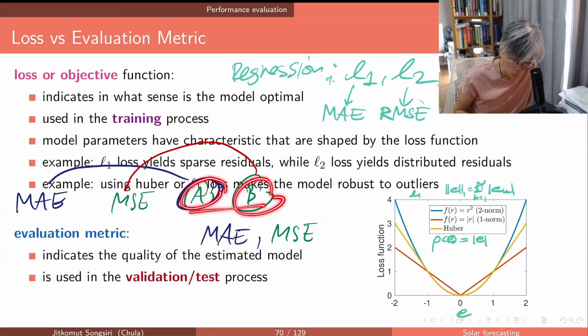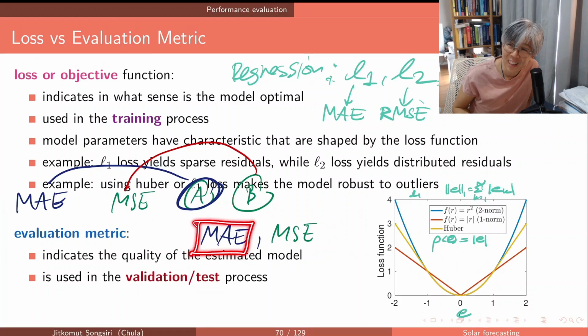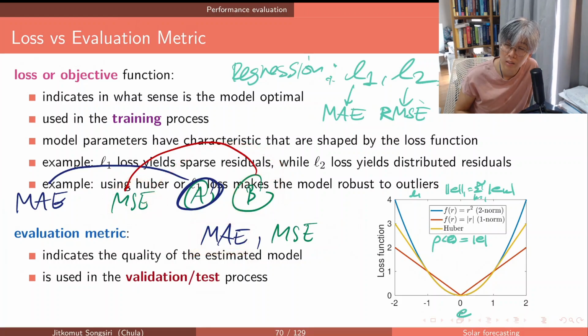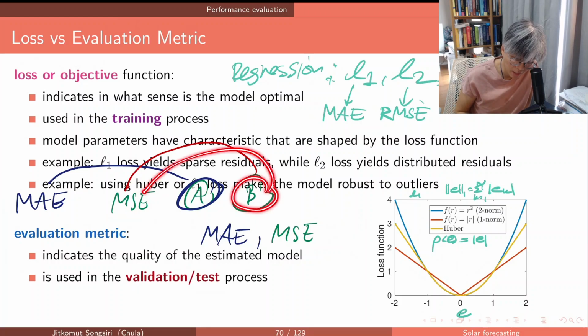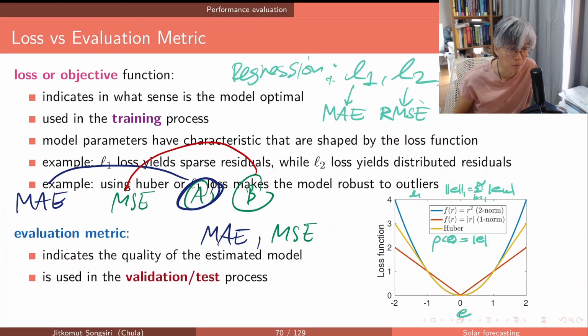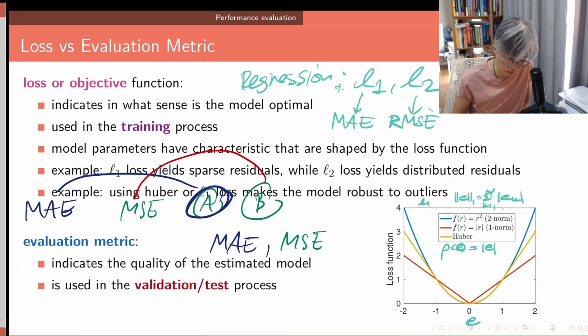certainly you can evaluate the two models using the two metrics. But the model that is trained under MAE would have a better MAE value than model B, which is trained under a different loss. And similarly, model B, trained under MSE, will have a better MSE value than model A. That is typical because model A is optimal in the MAE sense, so the evaluation metric should be better in MAE. Okay, that's a quick conclusion.